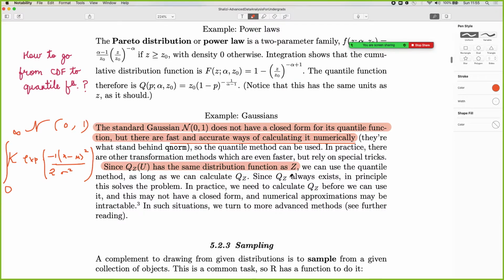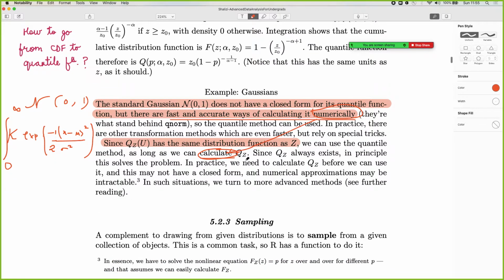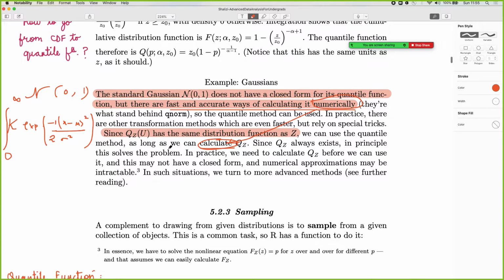Again, since the distribution function is the same, we can use the quantile method as long as we can, and by this calculate, I believe he means approximate. So this numerical and this calculate, I guess that's why that works. I don't know. Anyway, if you find Q_Z, you can get the transformation using the same method that you relied on above.